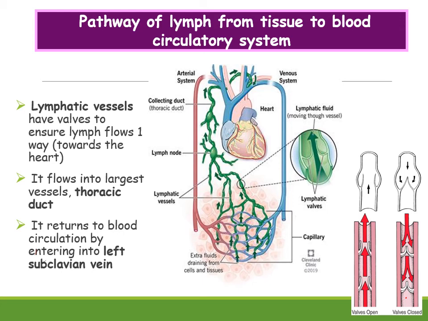When we make a cross section of the lymphatic vessel, it shows that the lymphatic vessels have valves to ensure the lymph flows one way toward the heart. It flows into the largest vessel, called the thoracic duct, and then it returns to the blood circulation by entering the left subclavian vein. So this one, we call the left subclavian vein.